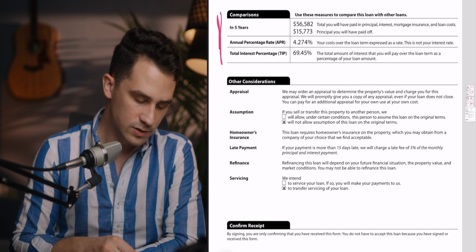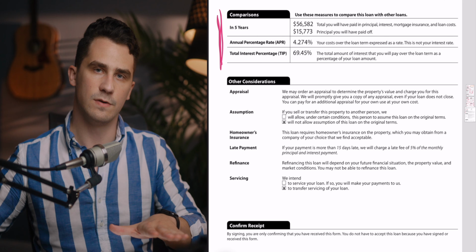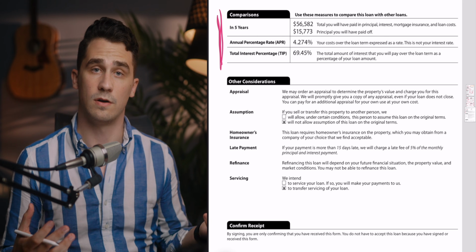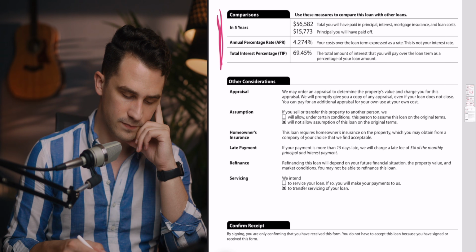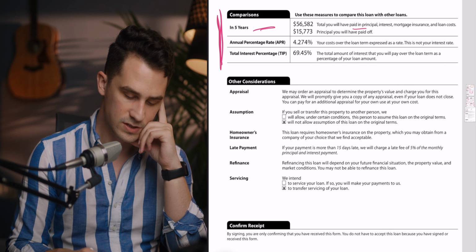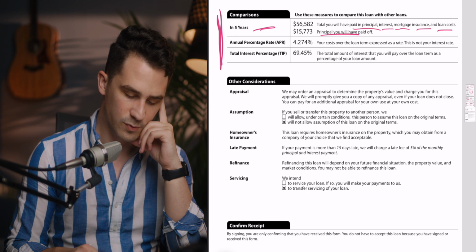Then what we can do is look at comparisons. So when you're under contract, if you get loan estimates from different lenders that you're talking to, you can use this section to compare which loan officer or which lender you want to work with. There's a really quick comparison table built in here. We can see in 5 years the total that you'll pay in principal, interest, mortgage insurance, and loan costs, and the principal that's paid off.